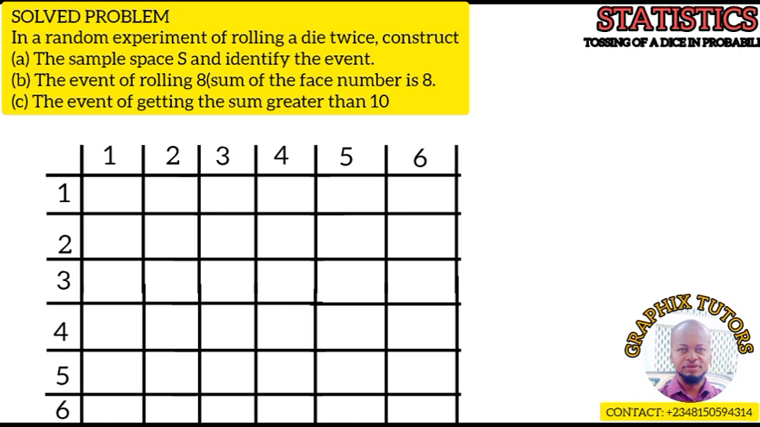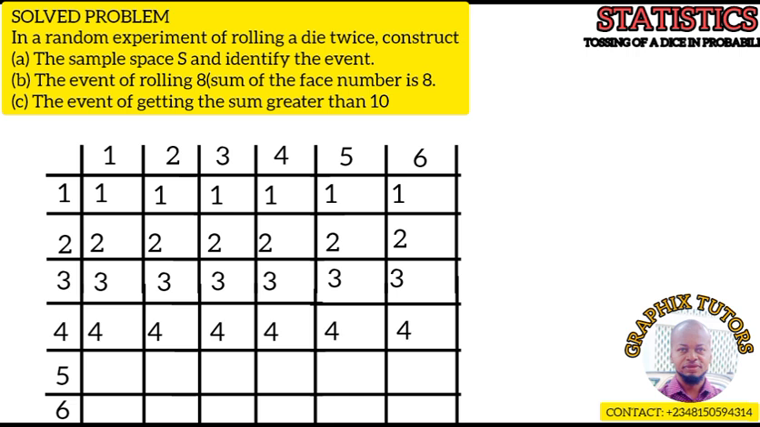Now for the horizontal, since the initial of my horizontal here is 1, I'll write 1 in all the horizontal at the second row. For 2, I'll write 2 like this. For 3, I'm going to write 3. For 4, I'll do the same thing. For 5, I'll do the same thing. For 6, I'll do the same thing. Are you getting that?